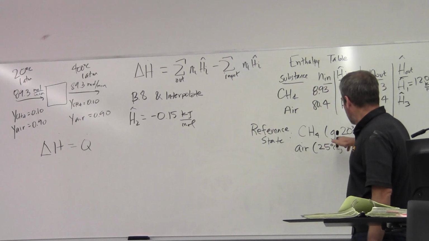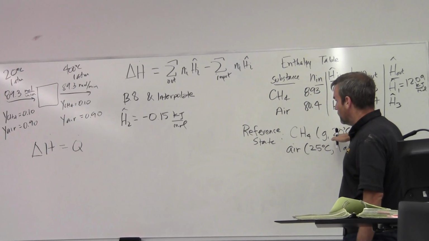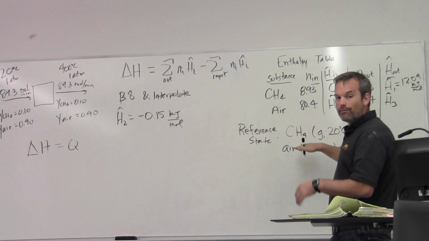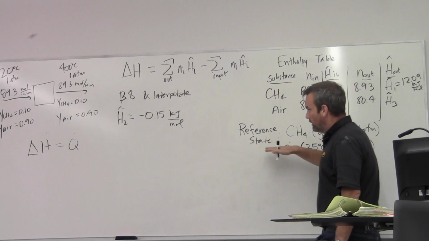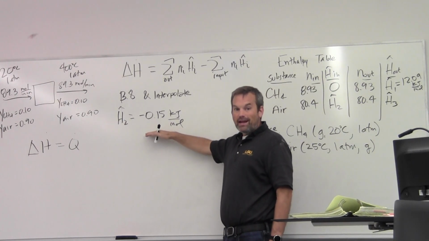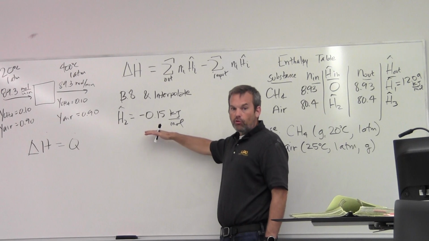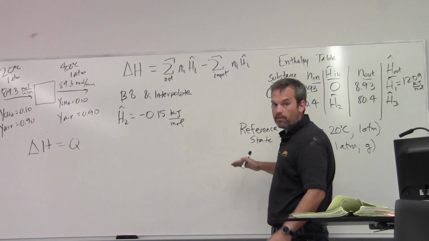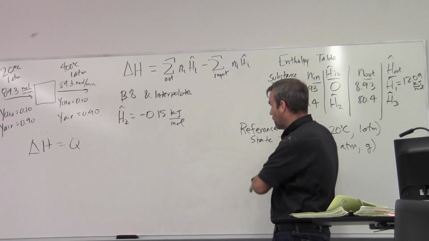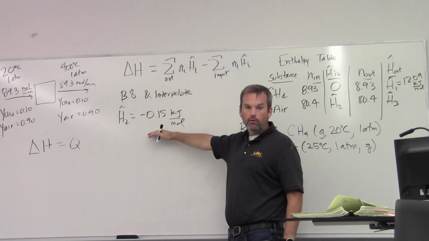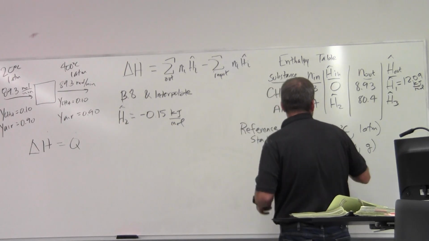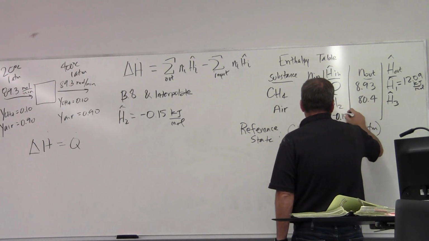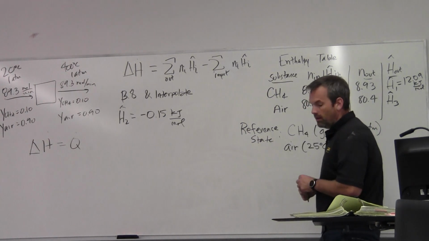Our reference is methane at 20 degrees Celsius. Or sorry, air at 25 degrees Celsius. I'm sorry, we're talking about air. The reference state is air at 25 degrees Celsius. H2 represents air at 20 degrees Celsius. So if you compare the enthalpy of air at 20 degrees Celsius to the enthalpy of air at 25 degrees Celsius, it's going to be lower. Because it's 0 at our reference state, this is a little bit lower than 0. It's negative 0.15. So H2 is negative 0.15 kilojoules per mole.